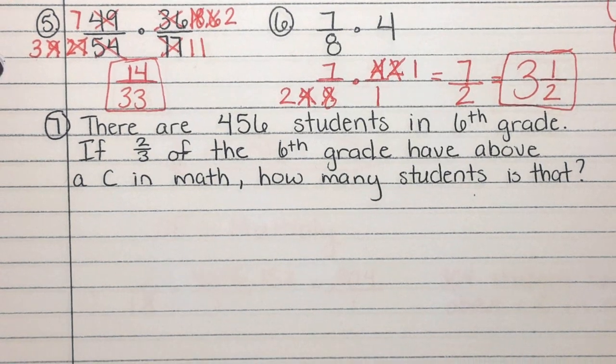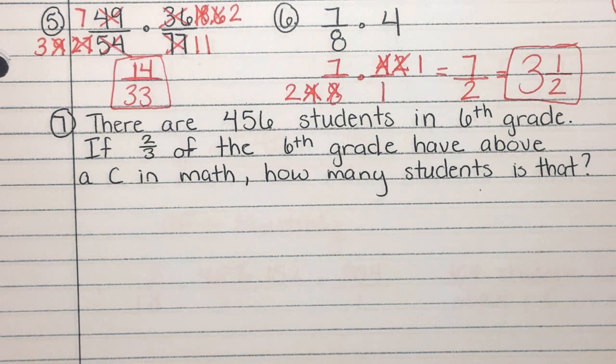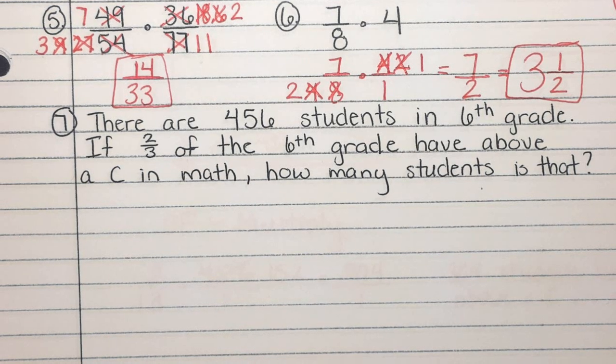The next thing we have, number 7. There are 456 students in 6th grade. 2/3 of the 6th grade have above a C in math. How many students is that? All right. So when I'm looking at this problem, what does my brain start trying to tell me I need to do? When it says 2/3 of the student body, what does that sound like we're going to be doing? Dividing, right? When I read this and I see 2/3 of something, I automatically start thinking about division.